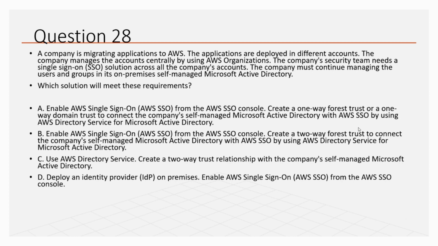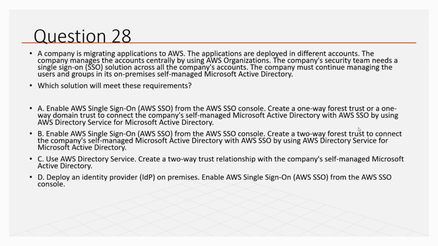And the options are: A. Enable SSO from the AWS SSO console. Create a one-way forest trust or a one-way domain trust to connect the company's self-managed Microsoft Active Directory with AWS SSO by using AWS Directory Service for Microsoft Active Directory. Option B is enable AWS SSO from the AWS SSO console. Create a two-way forest trust to connect the company's self-managed Microsoft Active Directory with AWS SSO by using AWS Directory Service for Microsoft Active Directory.